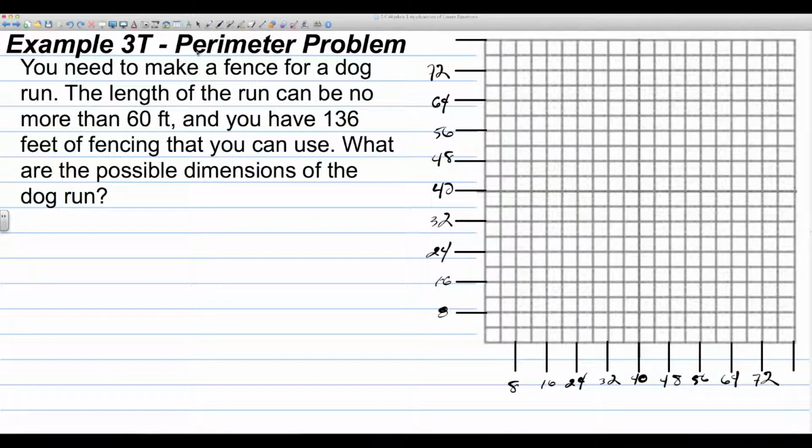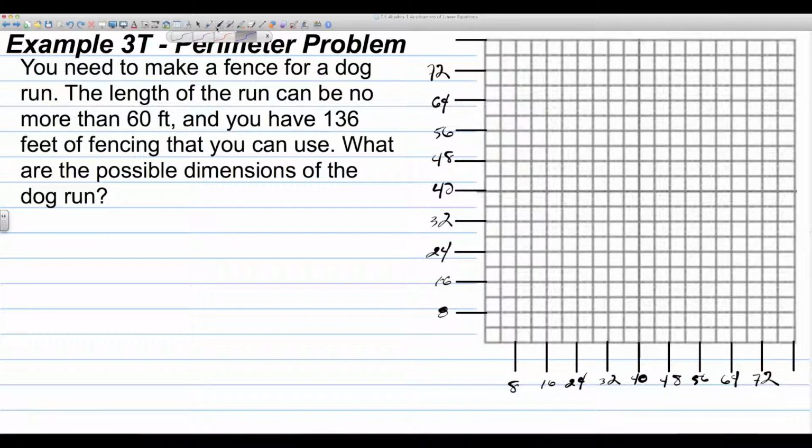Example 3T, we're going to be working with perimeter here in this perimeter problem. You need to make a fence for a dog run. The length of the run can be no more than 60 feet, and you have 136 feet of fencing that you can use. What are the possible dimensions of the dog run? To be able to solve this problem in an algebra class, you have to understand that this problem is talking about the perimeter formula of a rectangle.